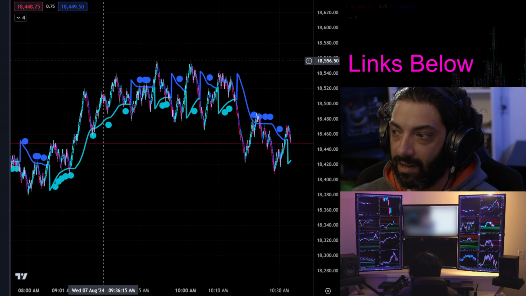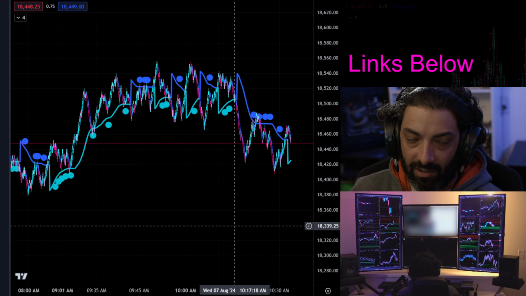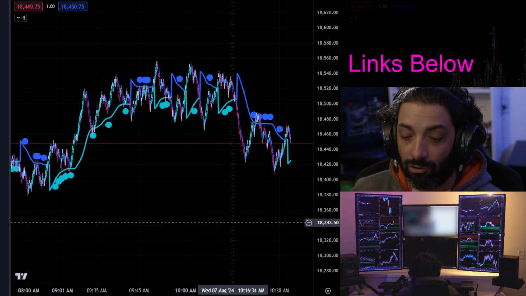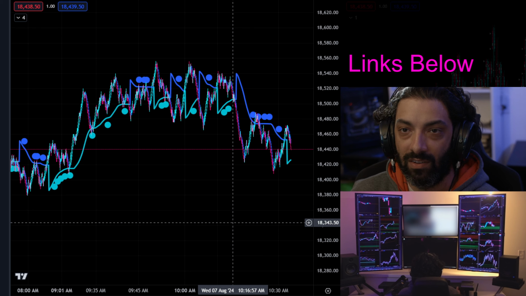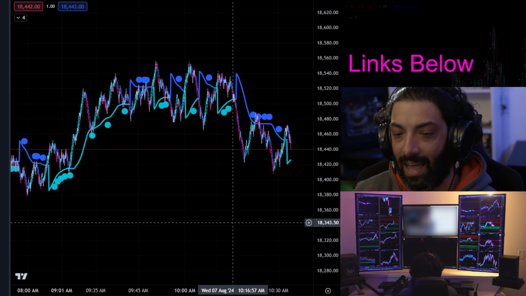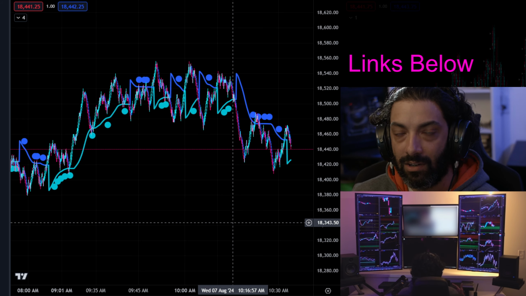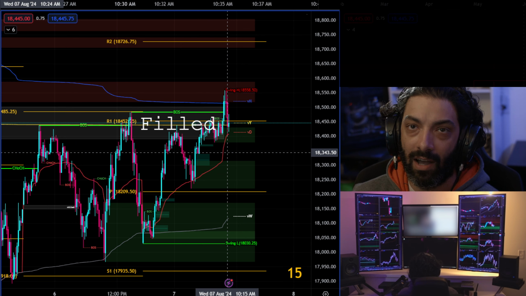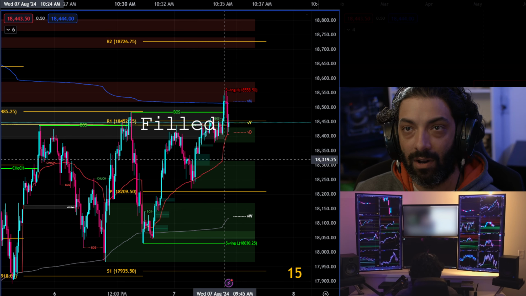But QGrid right here does get chopped up in sideways action, right? It is not something that I would solely trade off of, and I'm never solely trading off of one single indicator almost ever. So it's important when you're going into the trading day to look at a higher time frame, right? Even if you don't have to keep the 15-minute chart even open, right?